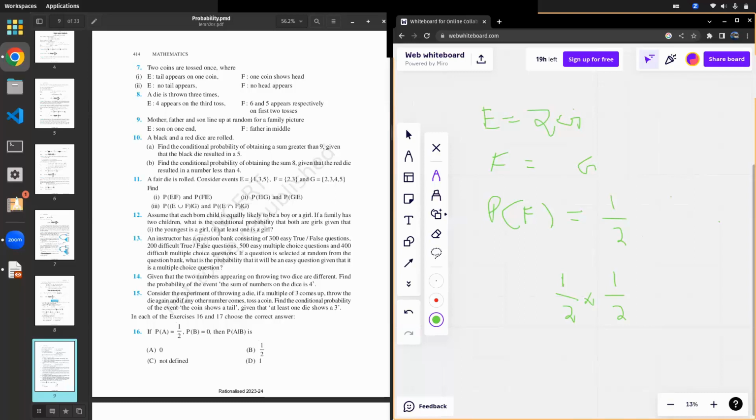In the second part, F is such that at least one is a girl. So we write the sample space for this. Both the children can be boys, or one of them is a boy and one is a girl, or both of them are girls. So the probability that at least one is a girl is 3 by 4. And the probability that both of the children are girls is again 1 by 4, since it is the only possible outcome. So the probability here will be 1 by 4 divided by 3 by 4, which will be 1 by 3.